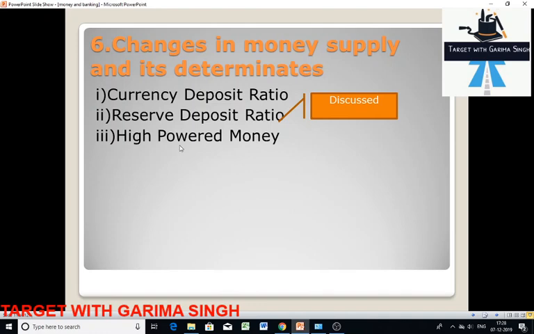Even money creation by RBI has been done. Money multiplier is the ratio of total money supply to stock of high powered money in the economy. This is all about change in money supply and its determinants, that is what I have discussed.